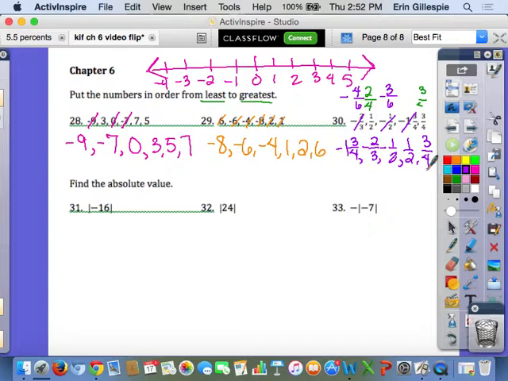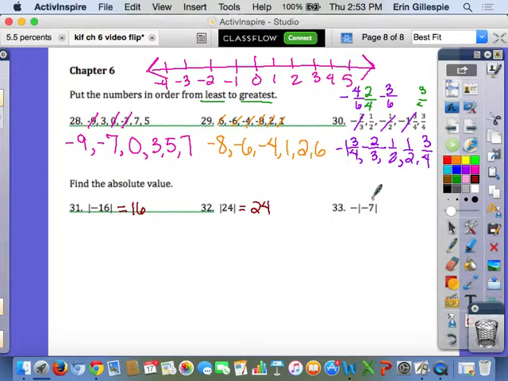All right, and then 31 through 33, you're finding the absolute value. Remember, absolute value is its distance from 0. In other words, unless there's a negative sign outside the absolute value sign, your answer should be positive. We don't have negative distances. So 31, the absolute value of -16 is 16. -16 is 16 units away from 0. 32, the absolute value of 24 is 24 because it's 24 units away from 0.